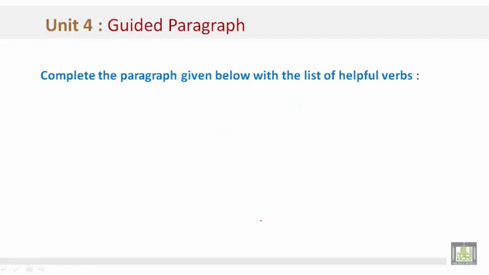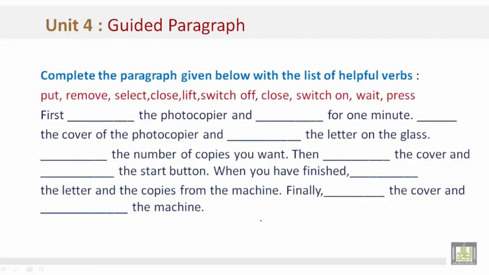Complete the paragraph given below with the list of helpful verbs. Put, remove, select, close, lift, switch off, close, switch on, wait, and press. Let's take a look. First, switch on the photocopier and wait for 1 minute. Lift the cover of the photocopier and put the letter on the glass. Select the number of copies you want. Then, close the cover and press the start button. When you have finished, remove the letter and the copies from the machine. Finally, close the cover and switch off the machine.